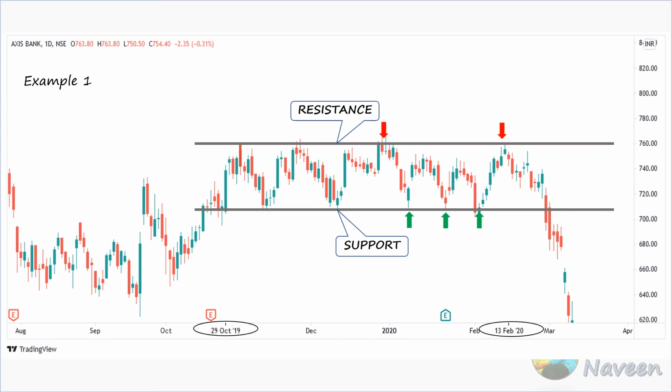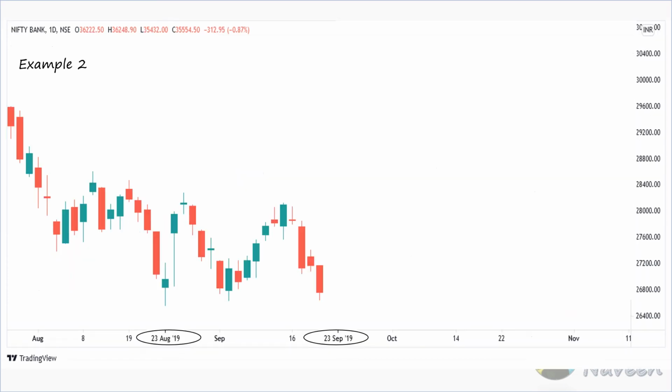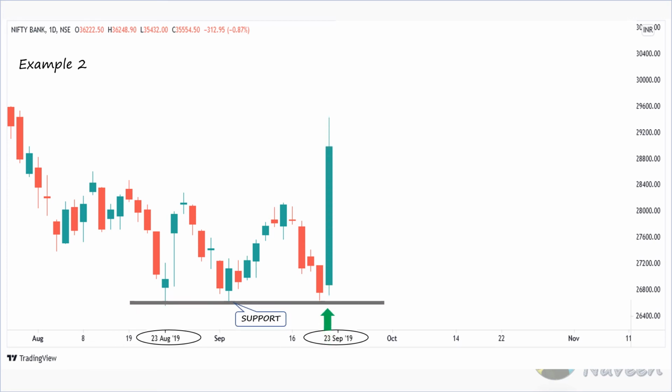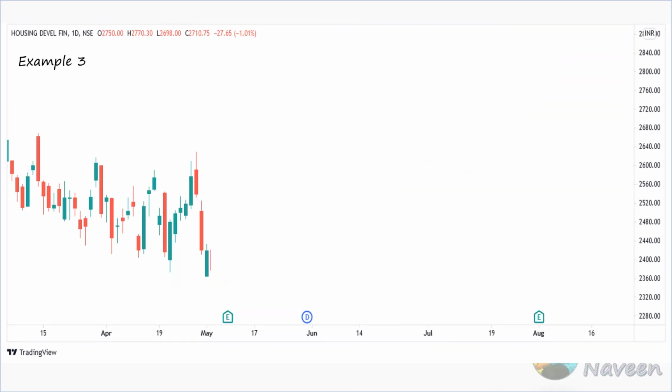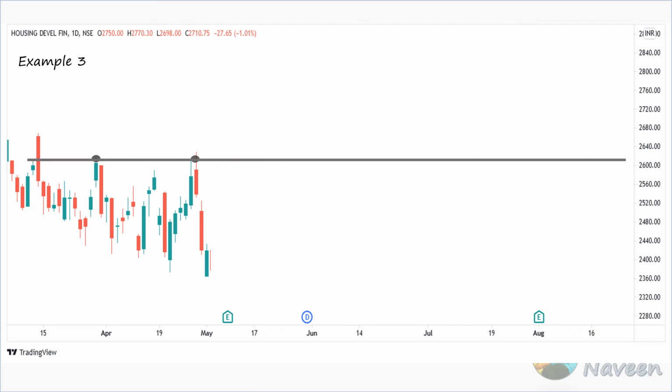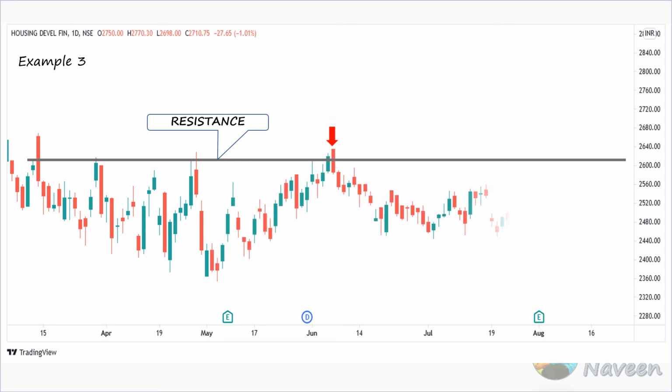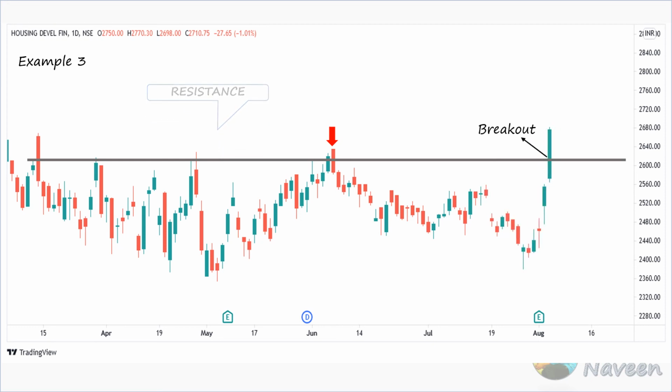Let's see some of the other examples. This is the Bank Nifty chart, we got the support level, and the index has respected the same level for the 3rd time. This is Housing Development Finance. We got 2 resistance points. If you connect those points with a horizontal line, we get the resistance level. The price has respected the same level for the 3rd time and gave a breakout above resistance. After the breakout, resistance turned to new support and the price bounced from the same level.